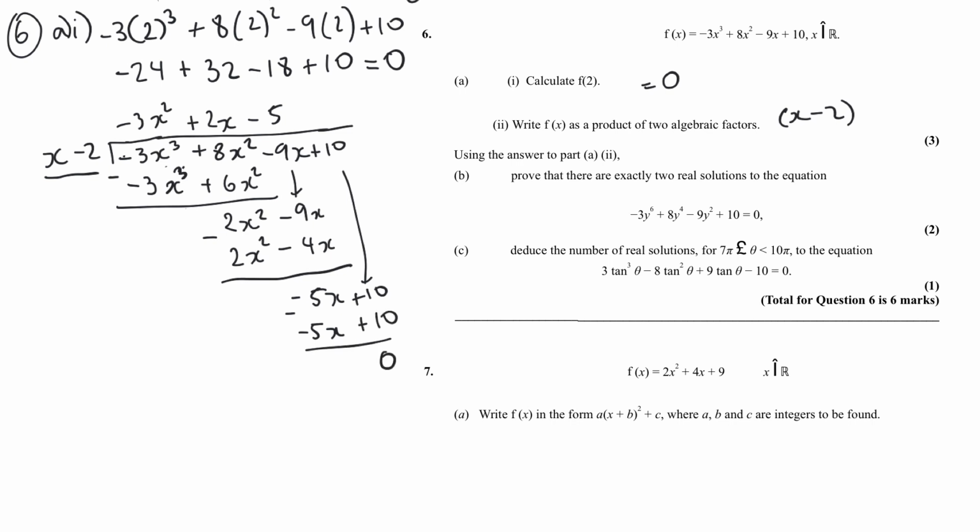That gives you 0, which means the two algebraic factors are the x minus 2 and this bit up here, which is the minus 3x squared plus 2x minus 5.